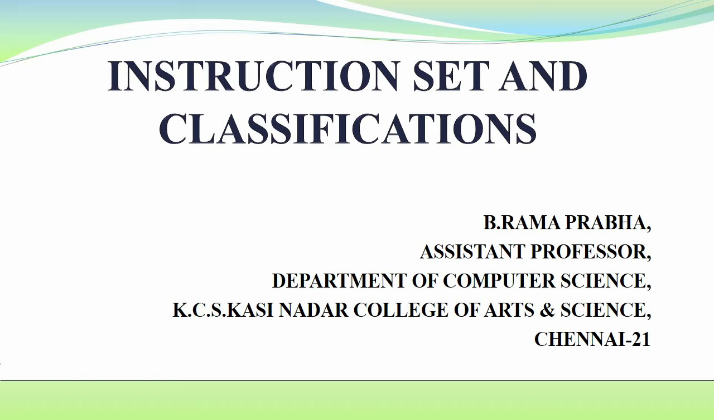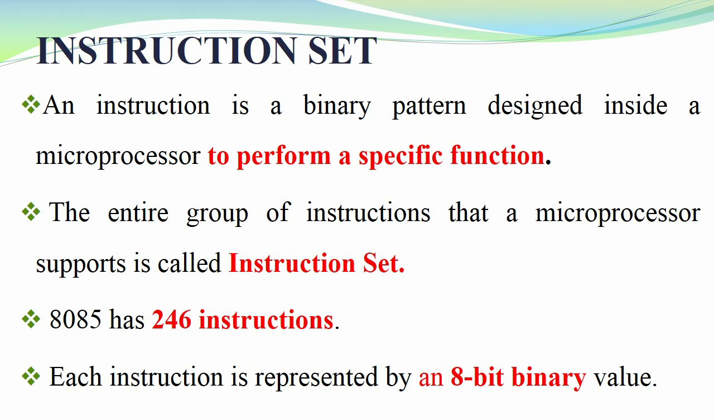In this video, I am going to brief about instruction set and classification of instruction in 8085 microprocessor. What is instruction in microprocessor? An instruction is a binary pattern designed inside a microprocessor to perform a specific function. The entire group of instructions that a microprocessor supports is called instruction set. 8085 microprocessor has 246 instructions.